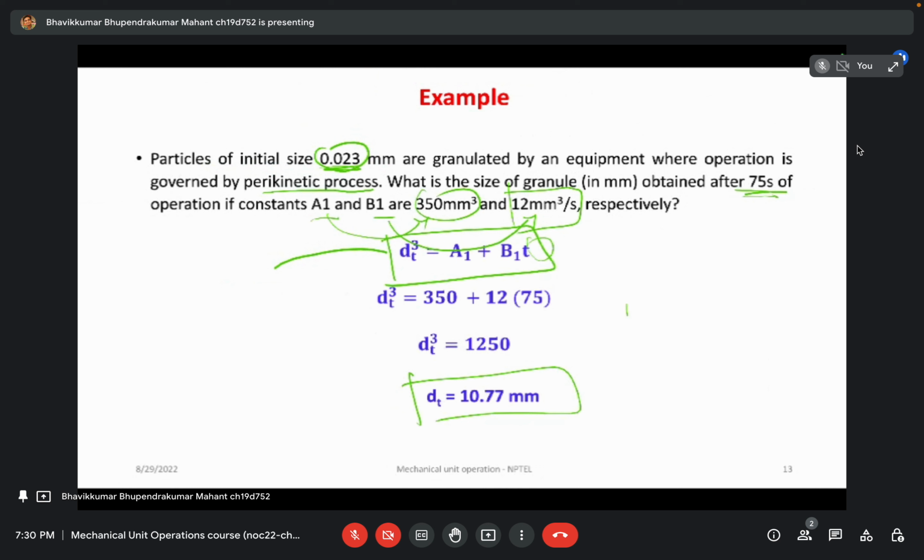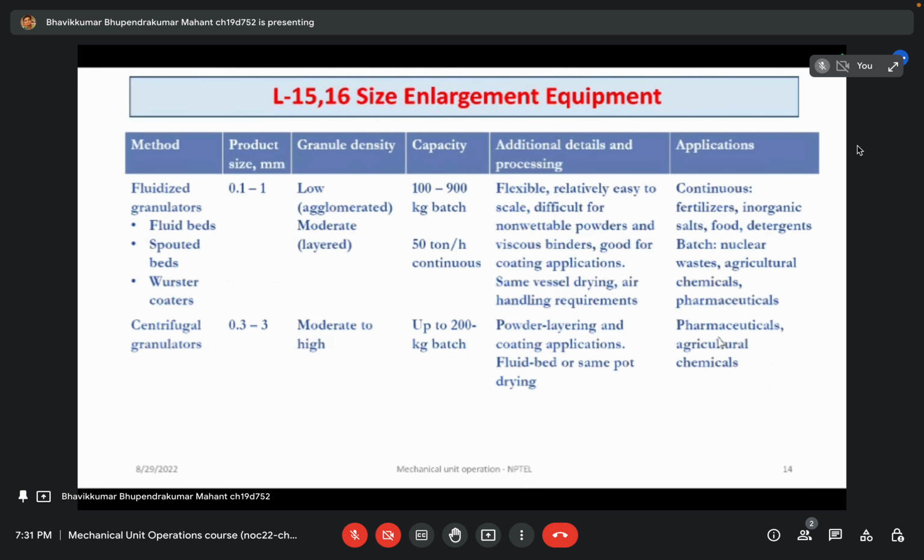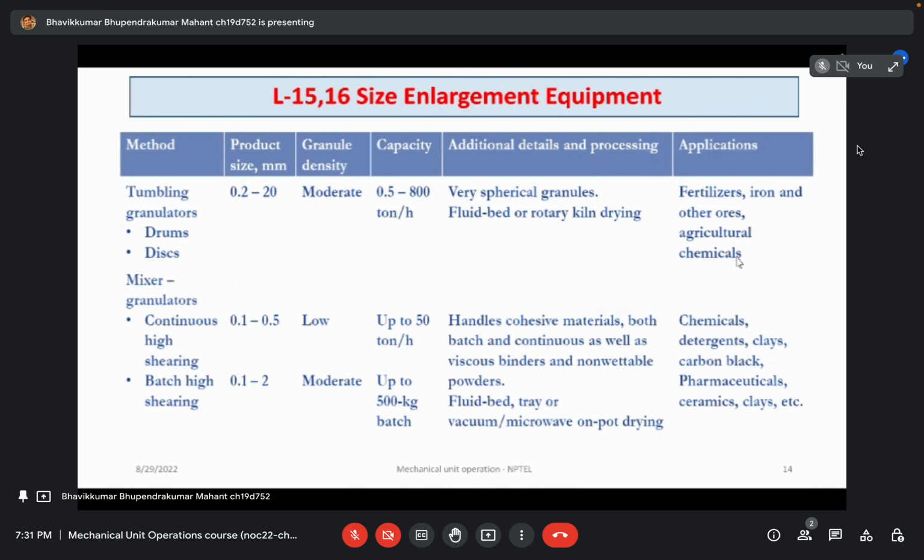So you can see that from 0.23 millimeter to 10.77 millimeter, this is a huge difference. That's why, according to some applications, they require this size enlargement. That kind of example on the basis of the perikinetic or orthokinetic process you can easily solve by just putting in the constant values which are available in the example.